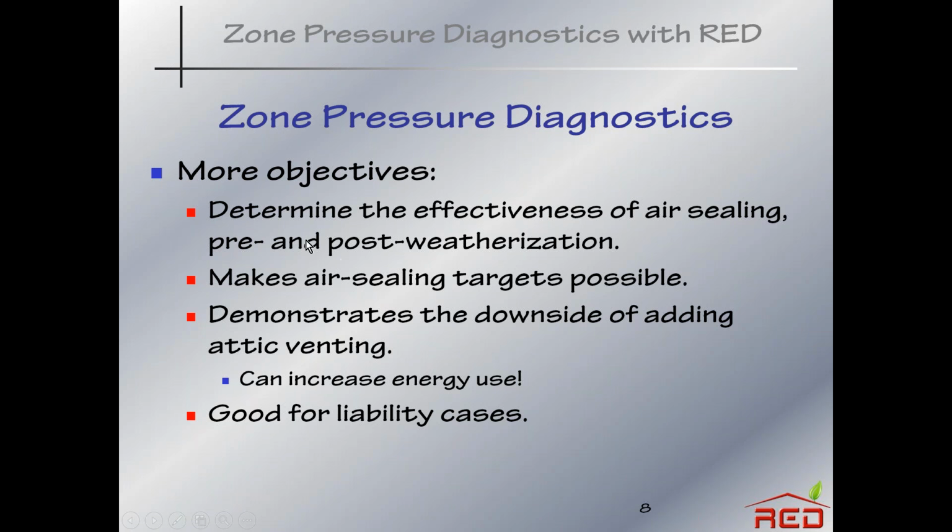Moving on with objectives, we can determine the effectiveness of air sealing pre and post weatherization. I mentioned that already when you're doing air sealing in an attic, for example, when you're doing air sealing of a basement wall or a sill area of a basement. Another important surface or building assembly is the common wall between an attached garage and a house. Very often that's the kitchen. How effective is that air sealing? ZPD can give us a very good idea of that.